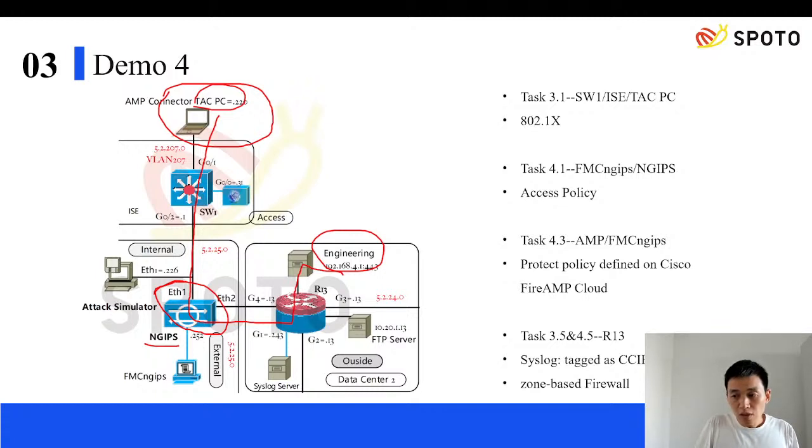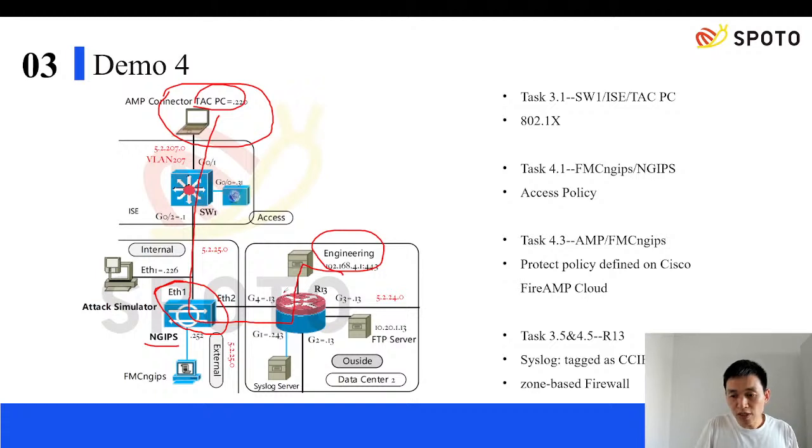And then we talk about task 4.3. It's about AMP contents, and the AMP needs to integrate with FMC NG-IPS. After that, install the AMP connector on the tech PC to enable endpoint protection and scan the PC to test the function status.